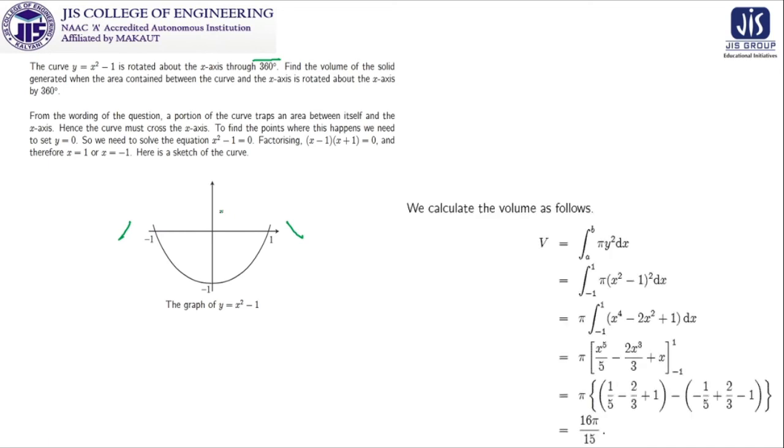So after that we will calculate the volume as follows. The same formula is applied over here. The lower limit and the upper limit are generated by this calculation, so it is substituted in the lower limit position and the upper limit position. And the function is given, y is equal to x square minus 1. So y square will be x square minus 1 whole square.